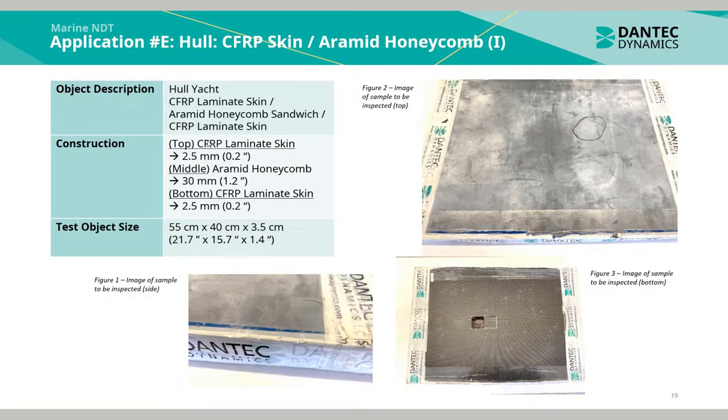Application E is a carbon fiber reinforced plastic laminate skin with Aramid honeycomb sandwich. The test object size is 55 by 40 by 3.5 centimeters. In Figure 1, we see an image of the sample to be inspected from the side. Figures 2 and 3 are images of the sample from the top and from the bottom. We can see very clearly there is a cutout at the back of the sample.